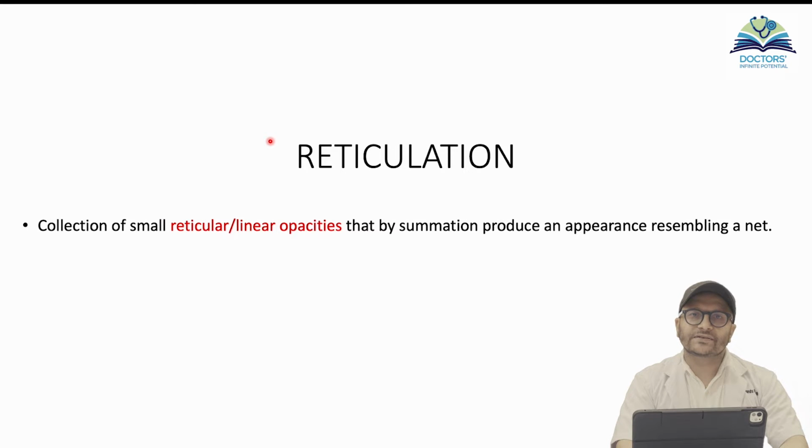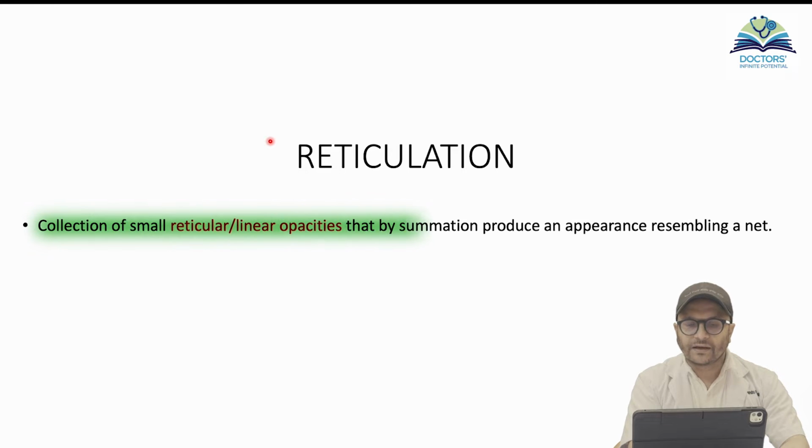Before going to the CT scan, let's discuss certain important terms that are required to be known while describing any HRCT finding in the lung. These are reticulation. These are the collection of small reticular linear opacities which resemble a net.